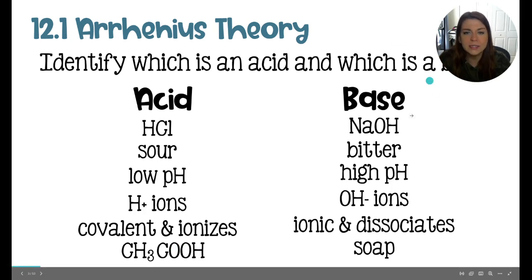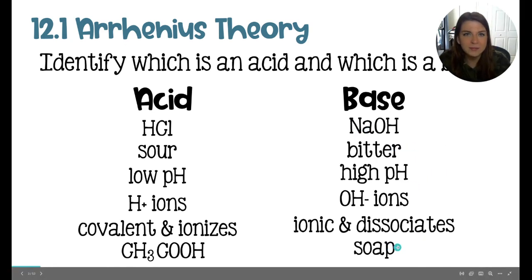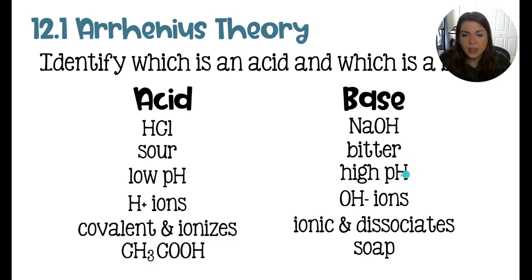Now over here, when we talk about bases, we have the classic base example of sodium hydroxide. All bases are going to have that hydroxide and they will be ionic. So they will contain a metal ion unless we're talking about ammonium hydroxide. That is a base that has no metal, but it's still ionic. Then bases by their nature are bitter, kind of like a soapy taste. Not that you should be tasting the chemistry, but bases will be bitter. They have a high pH. Their pH is going to be greater than 7. They have hydroxide ions that appear when they dissociate in water, and they dissociate because they are ionic.